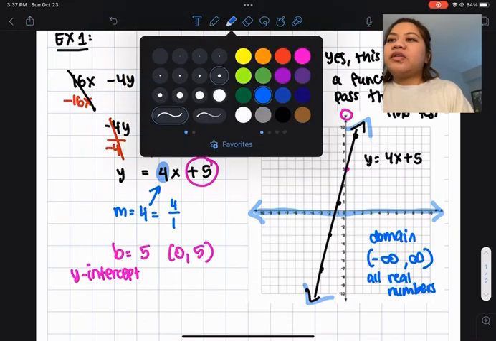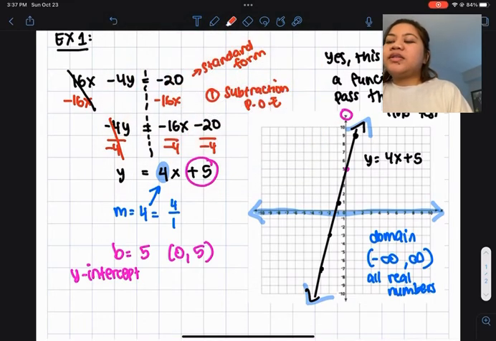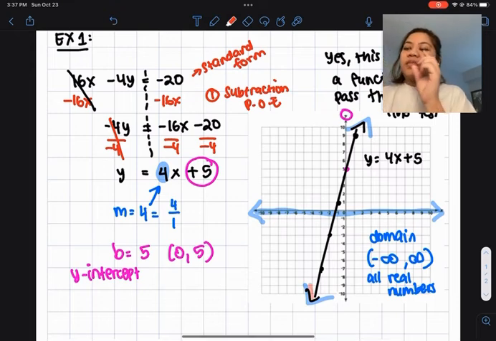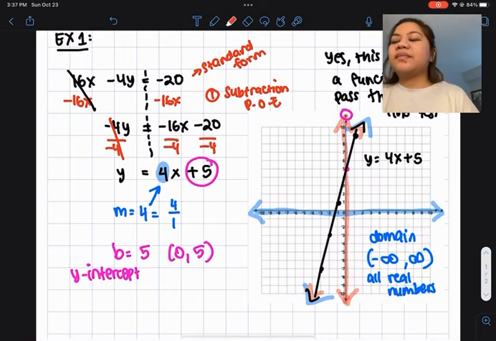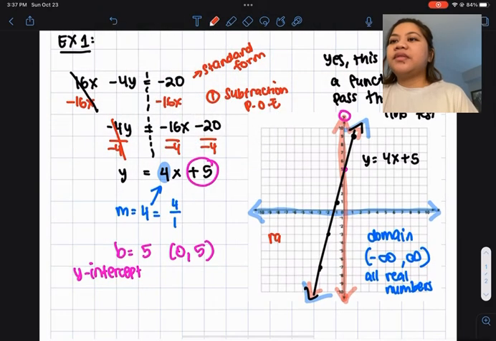And if I want to find my range, I'm looking at the y-axis. So if I'm looking at my line, it's also from negative infinity to positive infinity, because both have arrow ends, right? Arrow means infinity. So the range is from negative infinity to positive infinity, or all real numbers. So that's it. This is your project.